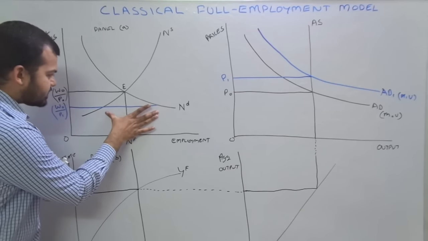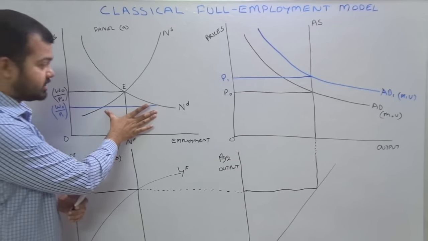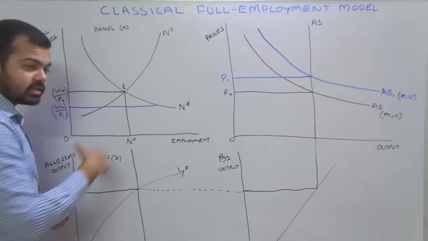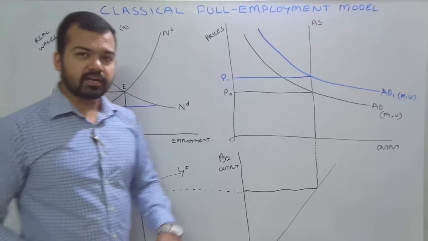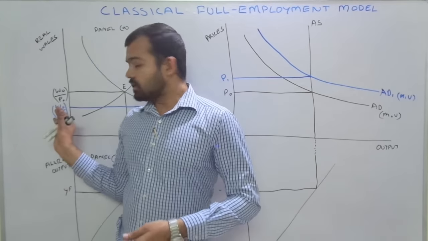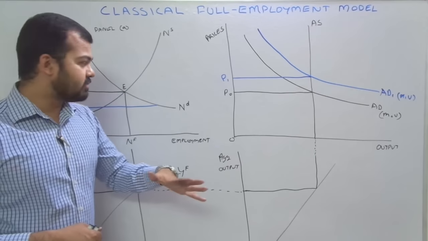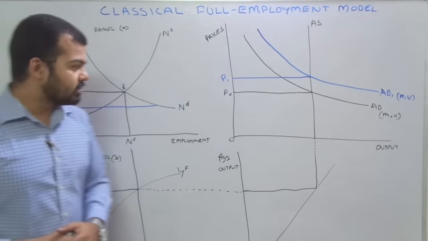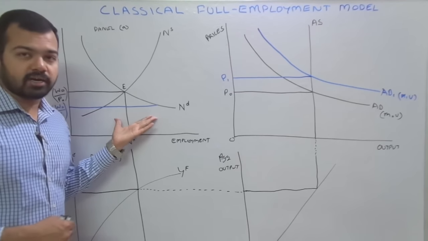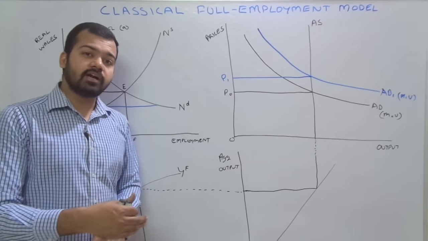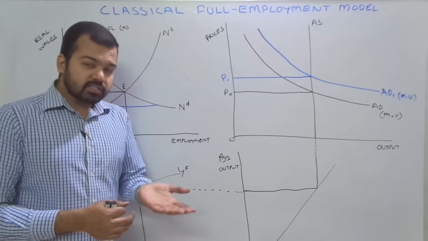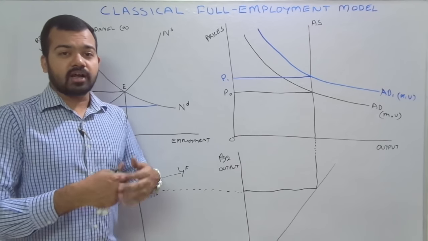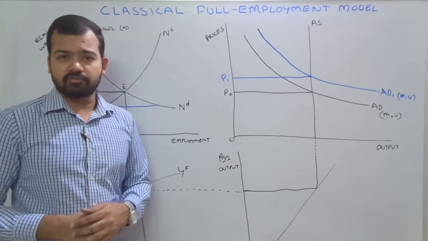So here what happens? The demand for labor will increase. It means the result of the fall in the real wage rate is that labor demand will increase. The assumption of perfect competition will lead to the increase in the demand for labor. So with the increase in the demand for labor, there is an increase in the real wage rate after a period of time.